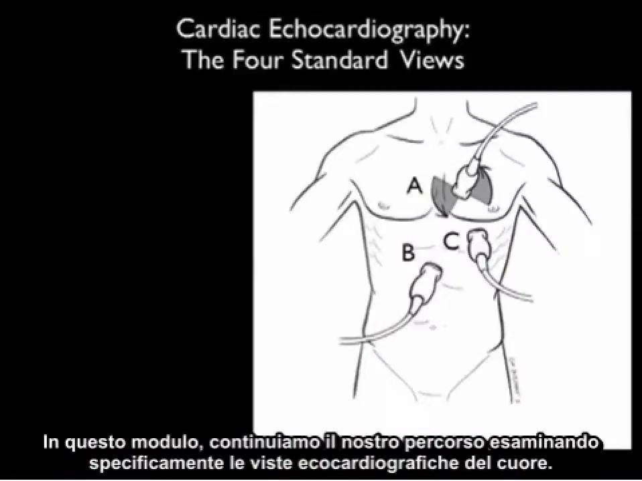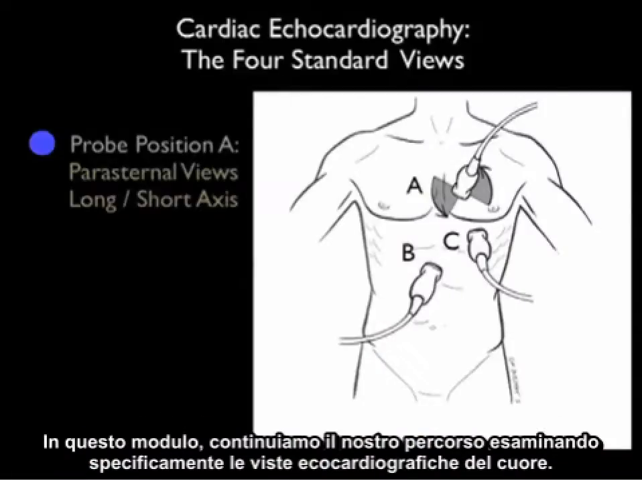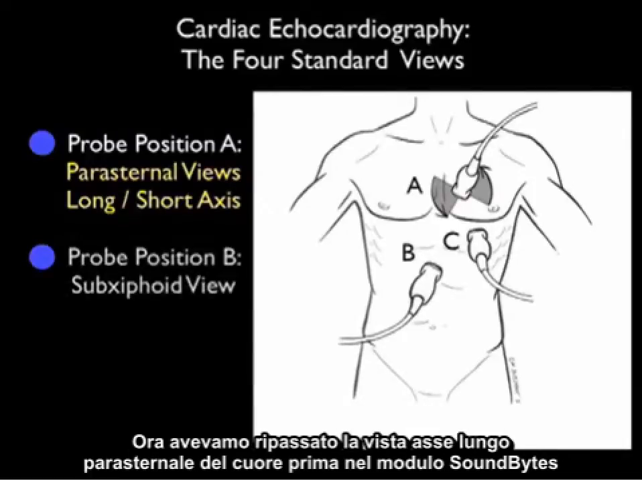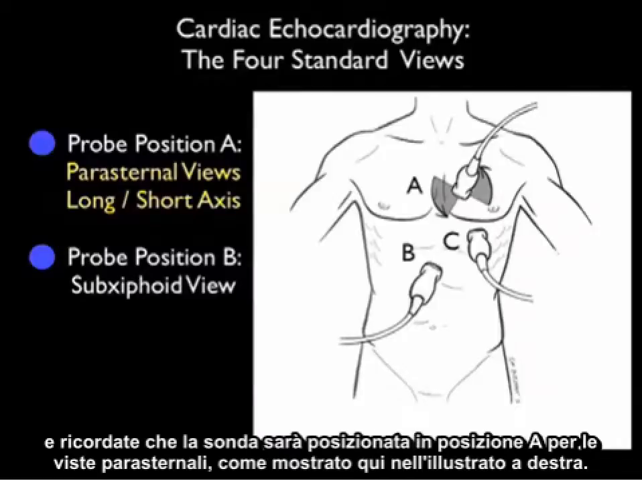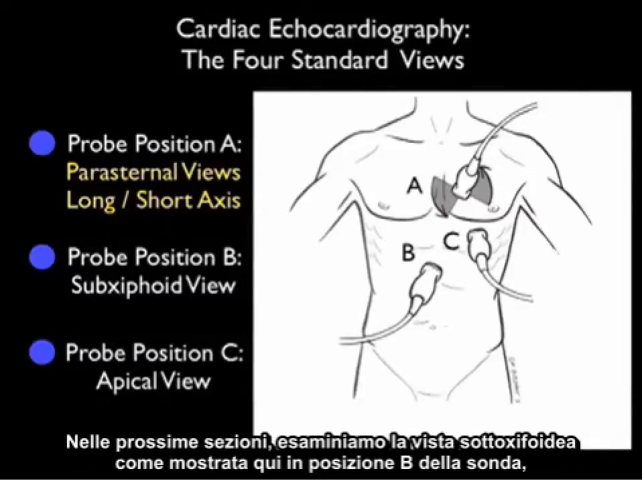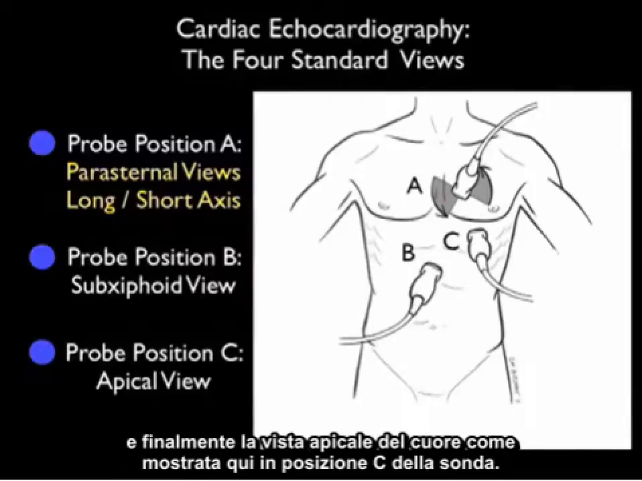In this module, we'll continue our journey looking specifically at the cardiac echo views of the heart. In this module, we're going to focus entirely on the parasternal short axis view of the heart. Now, we've covered the parasternal long axis view of the heart previously in a Soundbites module, and recall that the probe will be positioned for the parasternal views in position A as shown here in the pictorial to the right. In upcoming segments, we'll cover the subxiphoid view as shown in probe position B, and finally the apical view of the heart as shown here in probe position C.